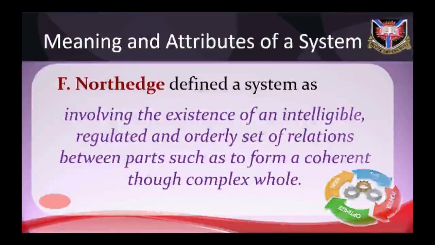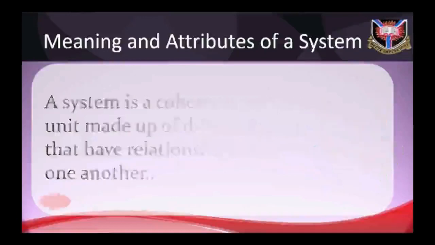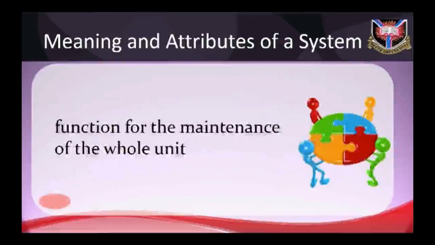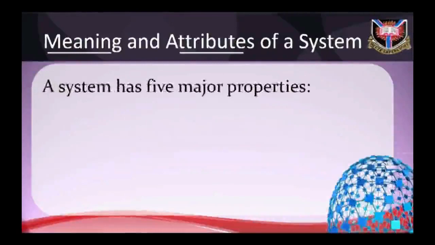For the purpose of this course, let us take a system to be a coherent complex unit made up of different parts that have relationships with one another and function for the maintenance of the whole unit. From the definition of a system, we now move on to think about the attributes or properties of a system. The definition of North Edge mentioned some of these. A system has 5 major properties.